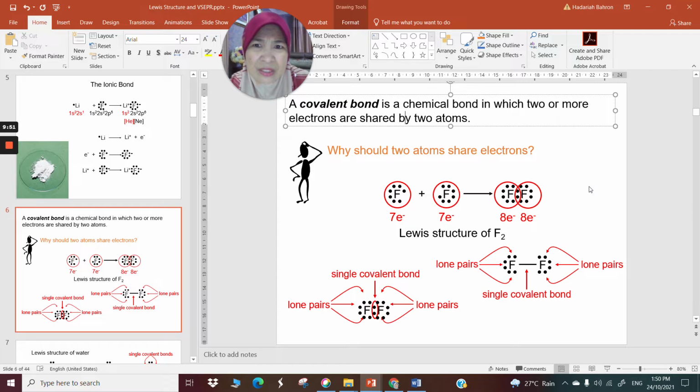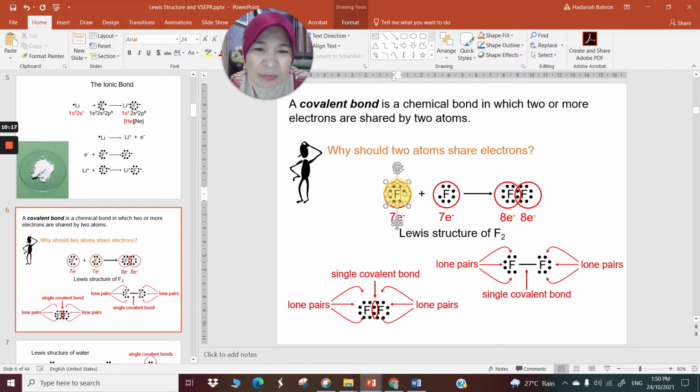Then why would they share? They share the electrons because it will make both atoms fulfill the octet rule. Remember the octet rule? The octet rule says that all atoms will only be stable if they have 8 electrons on the outer shell. So you have one fluorine atom on the left with 7 electrons, and another fluorine atom on the right with another 7 electrons.